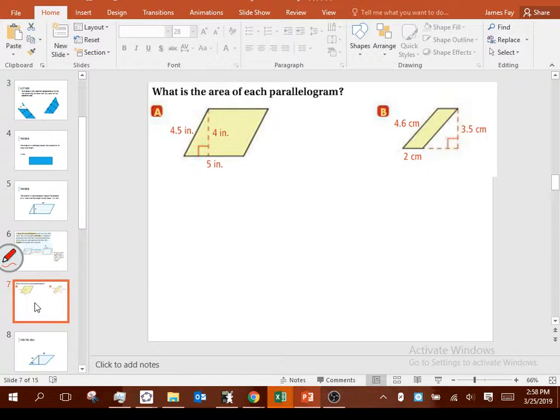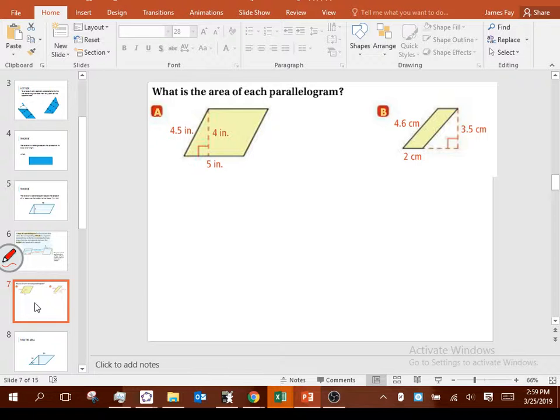Okay. What about B there? What's your base going to be? Or maybe what's your altitude going to be? I think that's an easier question. 3.5. Okay. So if that's my altitude, because it's perpendicular, right? That's the only distance up there that's perpendicular. What base does it go to? It goes to 2. So my altitude is 3.5, and my base is 2, so 7 centimeters squared. That's something we can do?